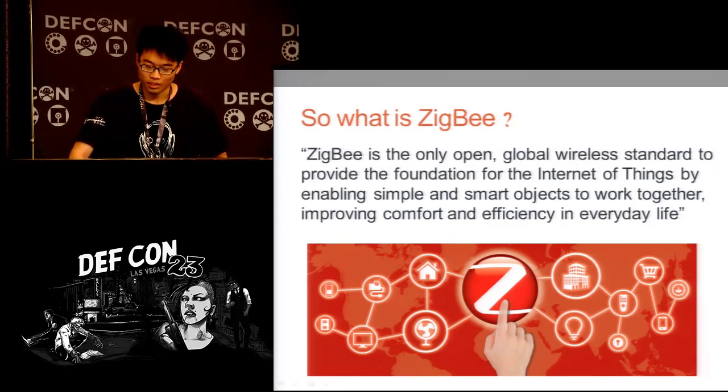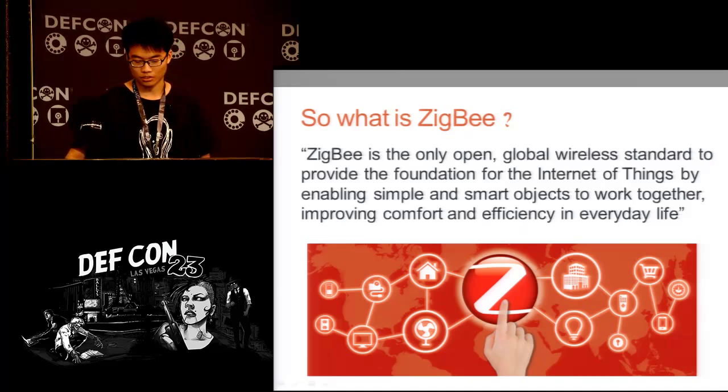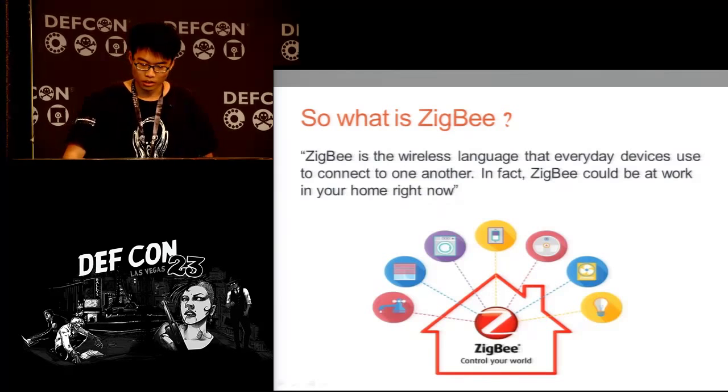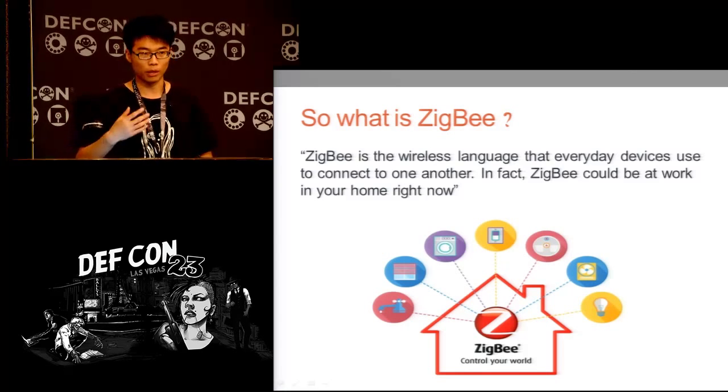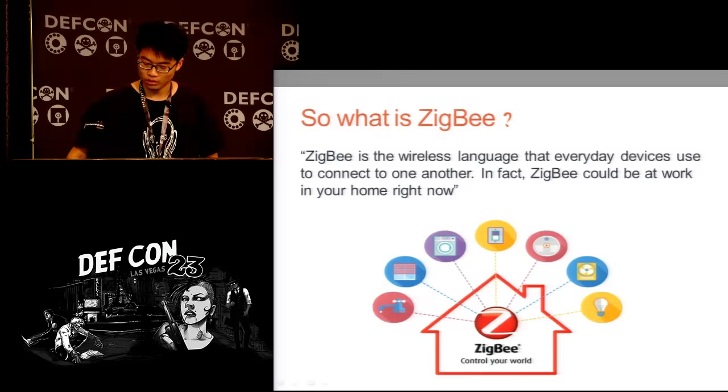So what is ZigBee? ZigBee is the only global wireless standard that provides the foundation of the Internet of Things, by enabling simple and smart objects to work together and improve comfort and efficiency in your everyday life. So maybe you guys use some IoT devices, and if you disassemble one, you will find, oh, this is a ZigBee chip. It's just a wireless language that every device uses to connect to the others. In fact, ZigBee might be at work in your home right now. So maybe someone bought a smoke alarm, and if you disassemble it, you might find one.